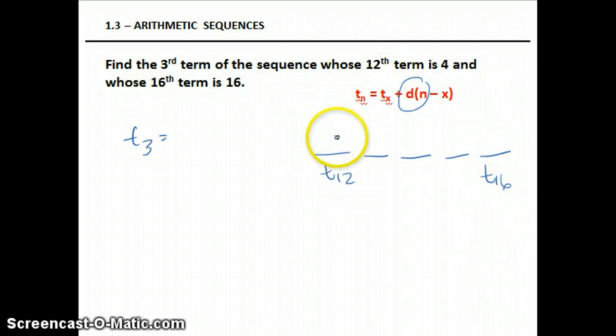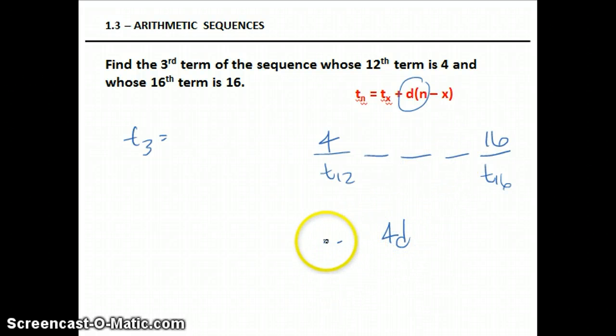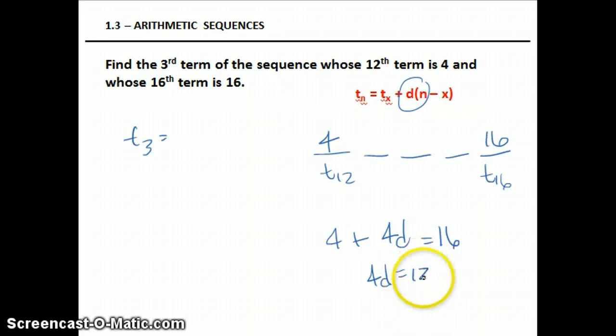So our 12th term is 4. Our 16th term happens to be 16. How many common differences are in between those? 1, 2, 3, 4. 3 spaces, 4 common differences. So from 4 plus 4d, I will get 16. This is very convenient. I'm going to subtract 4. So I have 4d equals 12, so that my common difference is 3.